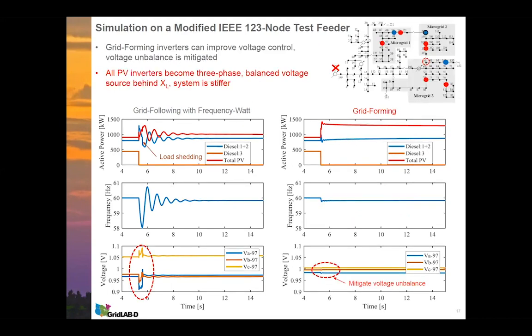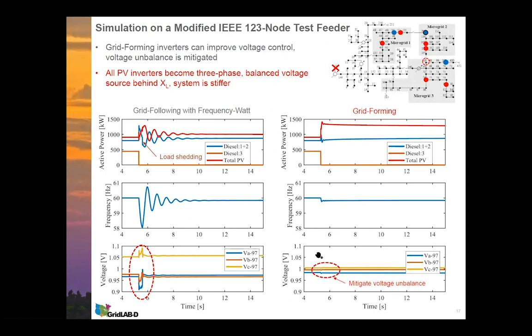But let's look at the voltage. For example, let's look at the voltage of bus 97. As you can see here, when all the PV are grid following controlled, the bus voltage is three-phase unbalanced, and phase C is almost at the border of the ANSI standard. And during the contingency, when the generator is tripped, we can see some voltage transient here. And when the loads are tripped, we can see another voltage transient here. So the voltage transient stability is not very good.